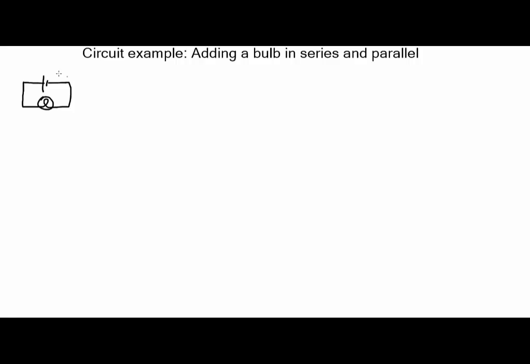So here's our simple circuit that we want to analyze and then add to by adding bulbs in series and parallel. So let's say that this battery here is a 12-volt battery, and the single bulb that's connected to it, let's say, is a 3-ohm bulb. So the current in the circuit will go from the positive end of the battery to the negative end of the battery, so in this direction.